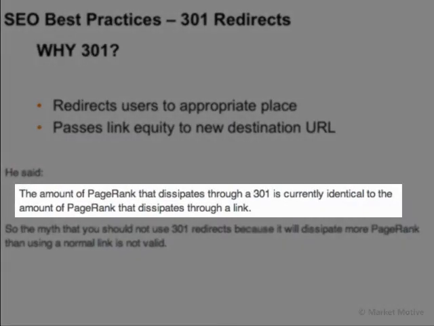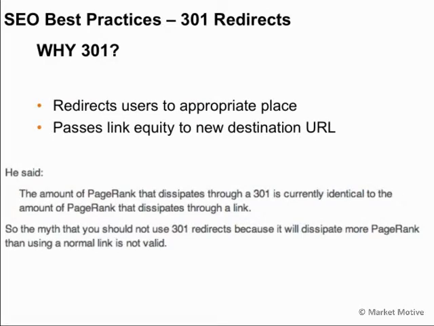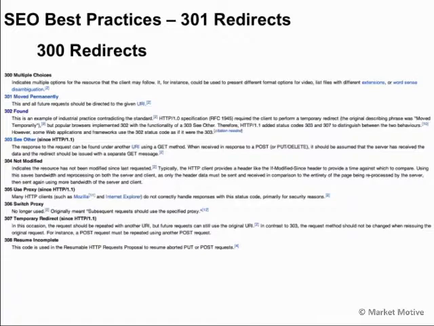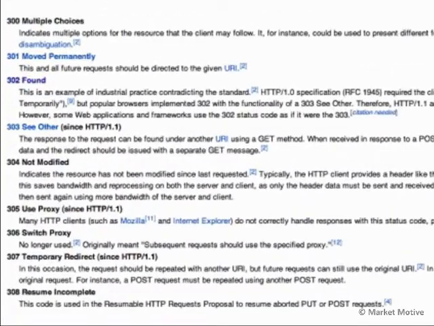He said that the total amount that dissipates through a 301 is currently identical to the amount of PageRank that dissipates through a link, which means if you redirect a page and a link is linking to that page, it will pass through to the page that you redirect to the new destination URL. And this is an important concept for preserving that link equity when you are forced to move content. And if you're not using a 301 redirect, you're definitely not passing that link equity, which will do detriment to your site. If you'd like to know about the rest of the 300 redirects, here's those response codes from Wikipedia.